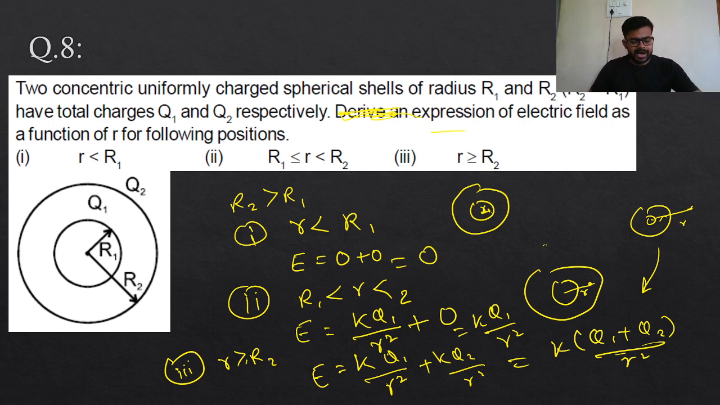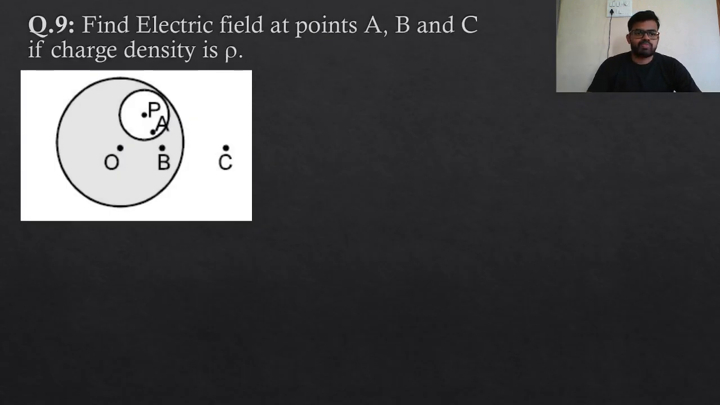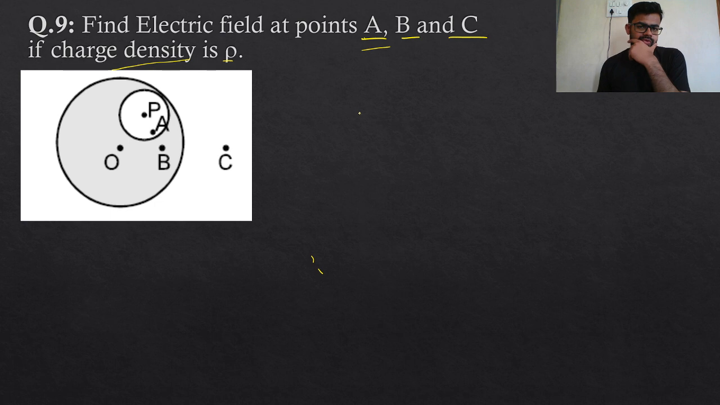Now the Brahmastra is coming. Very important questions. Find the electric field at points A, B and C if the charge density is rho. So at points A, B and C you need to find the electric field intensity. How will you find the electric field intensity at any point?